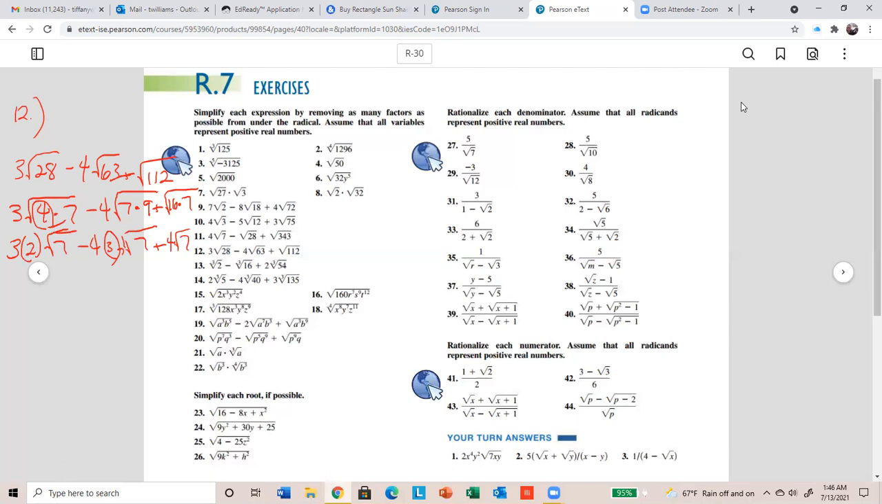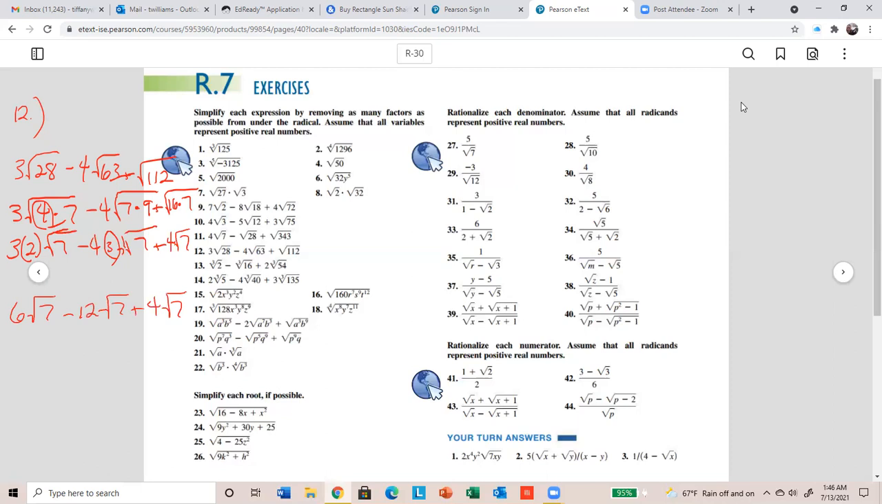Let's clean up what we've got. So 3 times 2 is 6. So I've got 6 on the square root of 7, minus 12 on the square root of 7, plus 4 on the square root of 7. Okay, we are getting somewhere. We do have the same radicand for every single radical here. What that means is I can combine my like terms. So I can combine everything together.